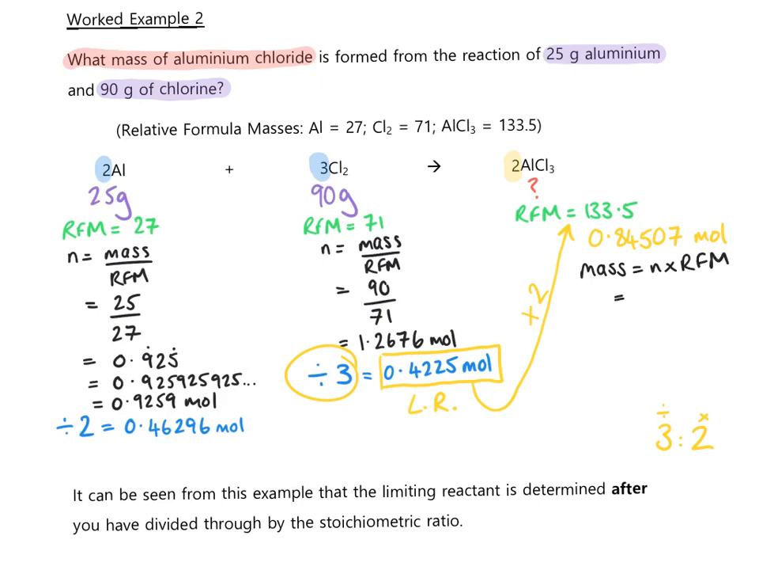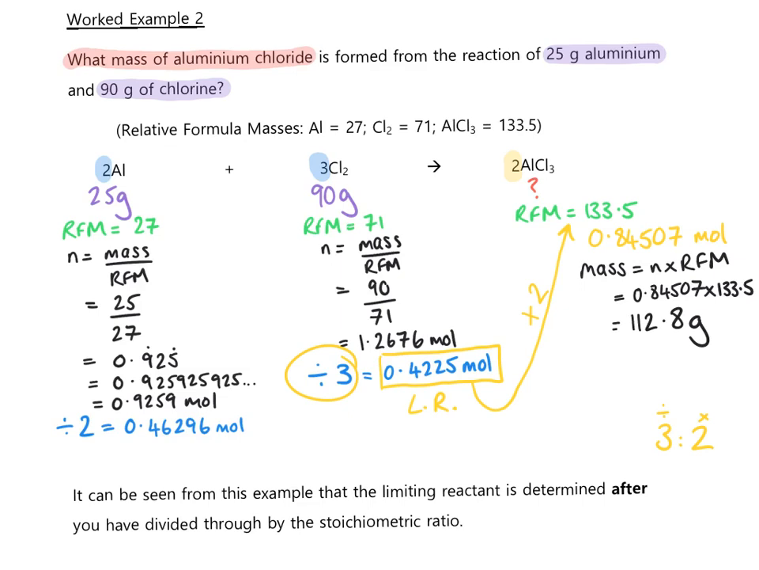Remembering your key equations, our number of moles is 0.84507. Our RFM is 133.5. Put that into your calculator and you should get an answer to 1 decimal place of 112.8 grams. Remember, you need to include your units.